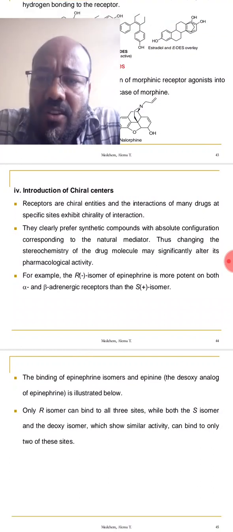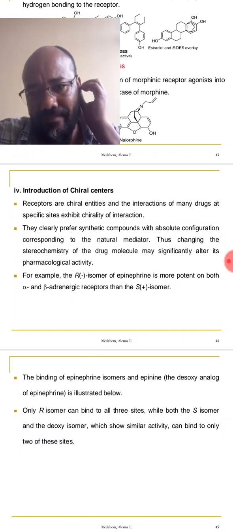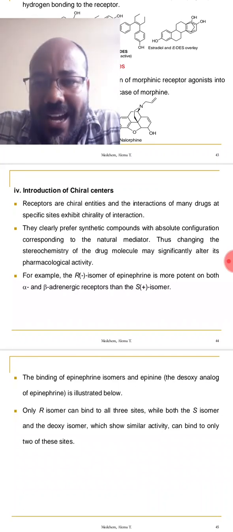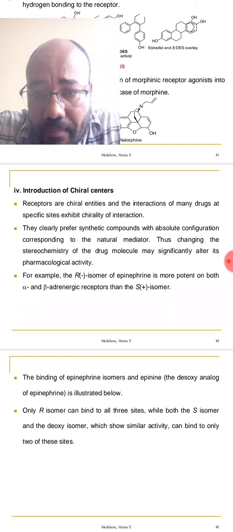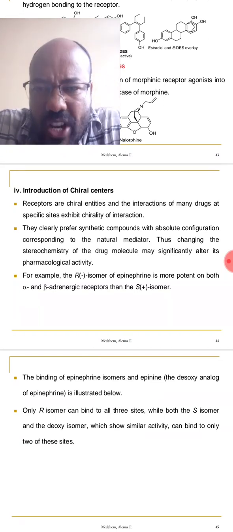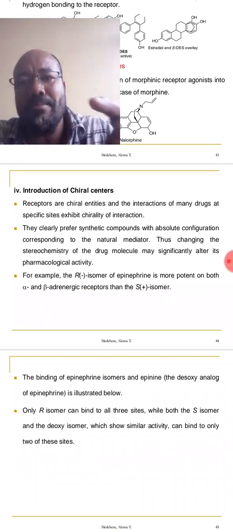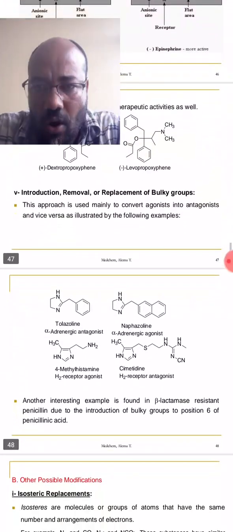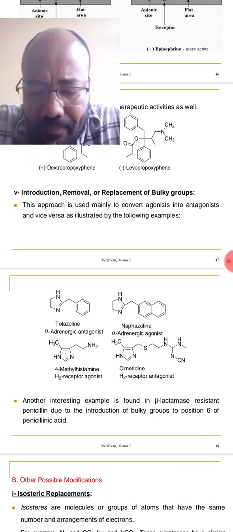Also, there is introduction of a chiral center, producing a compound to be chiral. Receptors are chiral entities, and the interaction of many drugs at the specific site exhibits chirality of interaction. Because of this, producing or synthesizing compounds that contain a chiral center is also a very important way of discovering a new drug. This is another very important procedure in drug discovery.